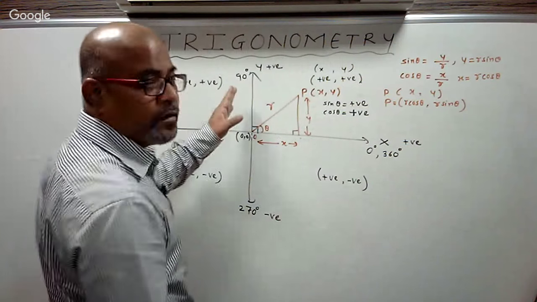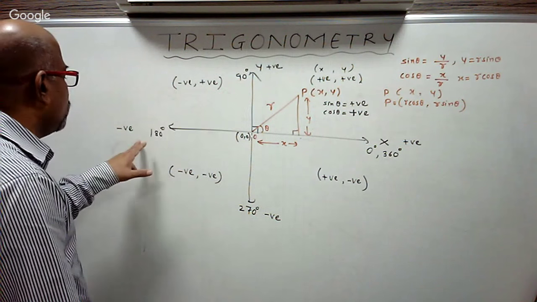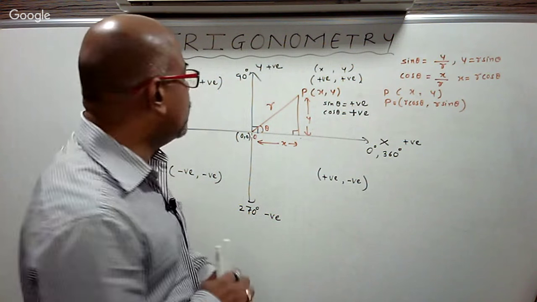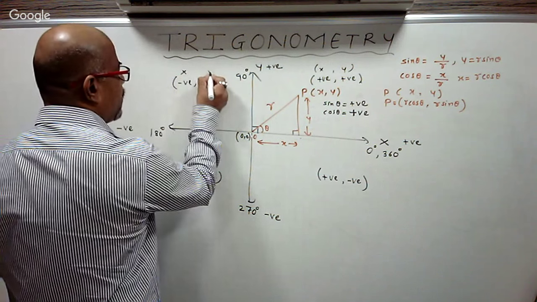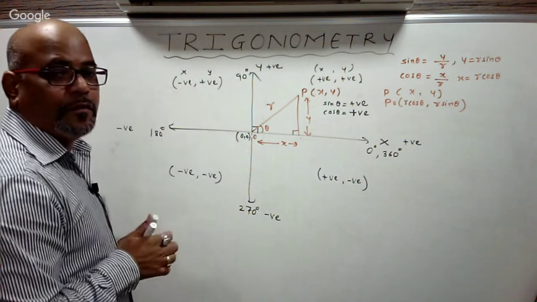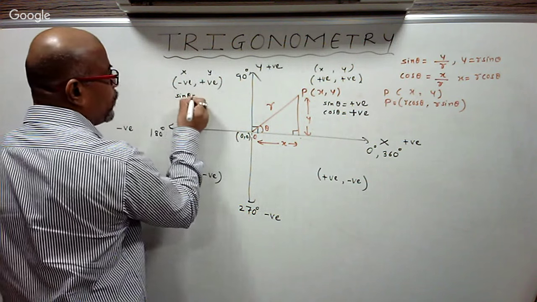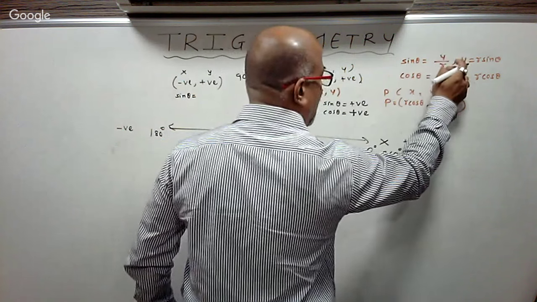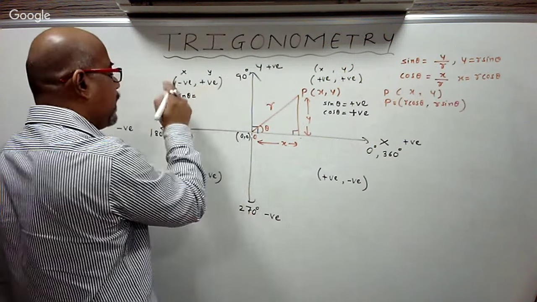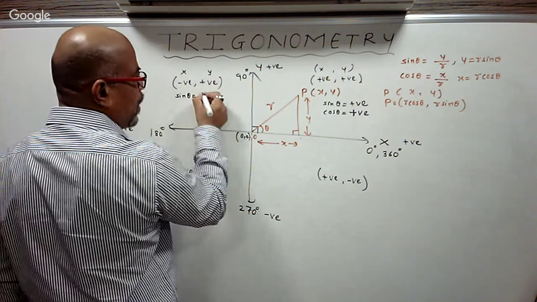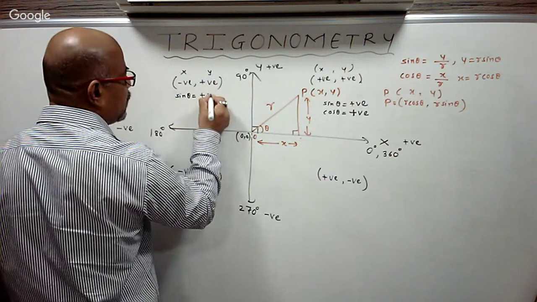Now we move further to the second quadrant, that is between 90 to 180. Here we know that x is negative and y is positive. Now what is the formula for sine theta? It is y upon r. Here y is positive and x is negative, therefore y upon r: y positive and r also positive, therefore sine theta is positive.